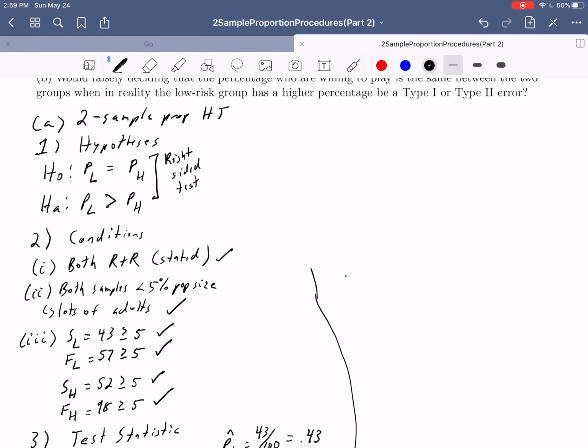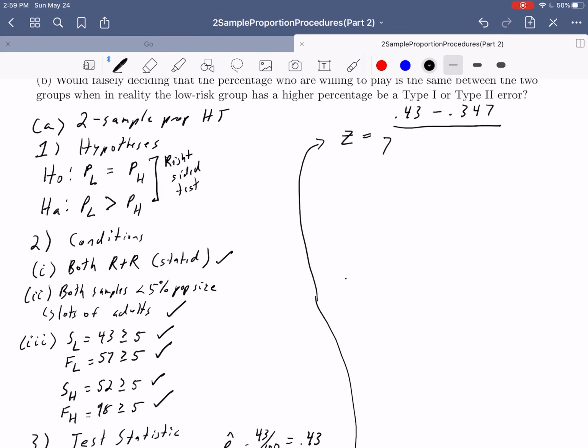So let's go ahead and throw all that in there then. We'll just pull this up here. And looks like Z should be equal to 0.43 minus 0.347 divided by, and then we have our square root, 0.38, 1 minus 0.38, 1 over 100 plus 1 over 150.